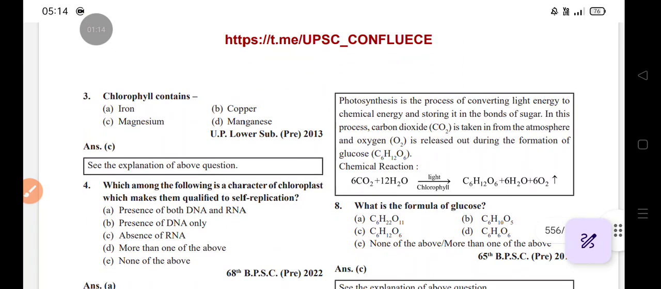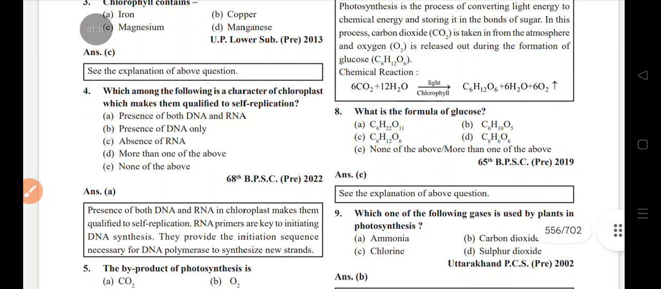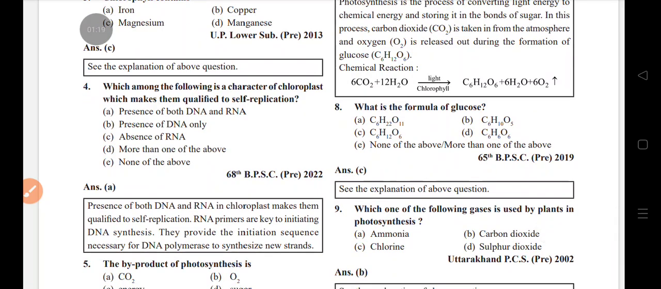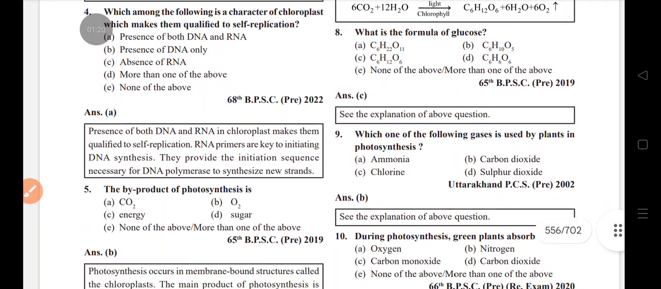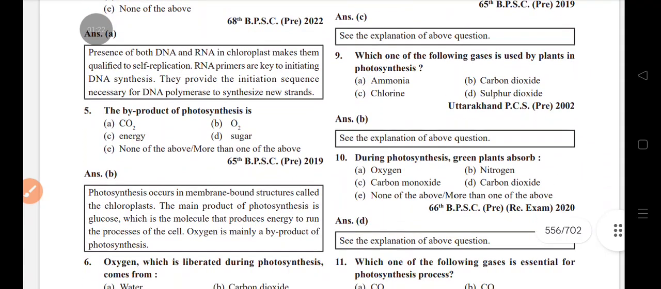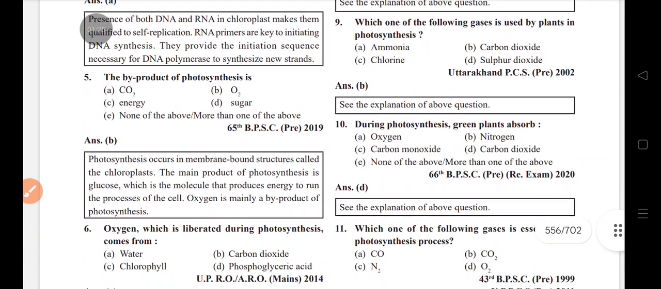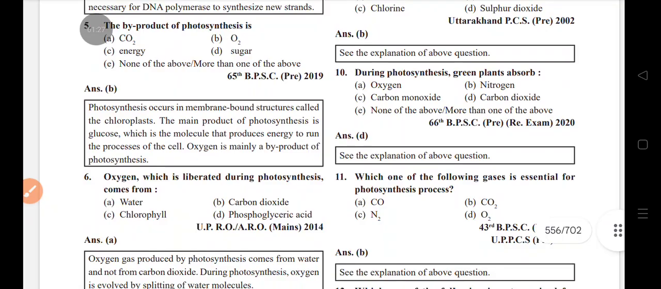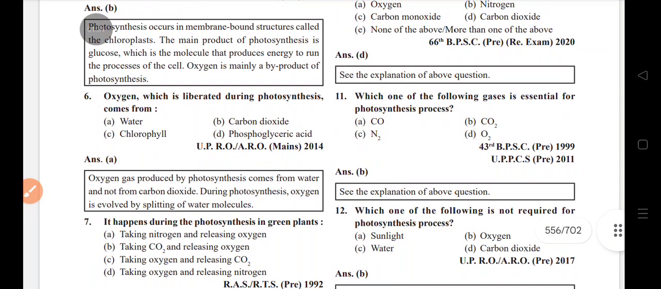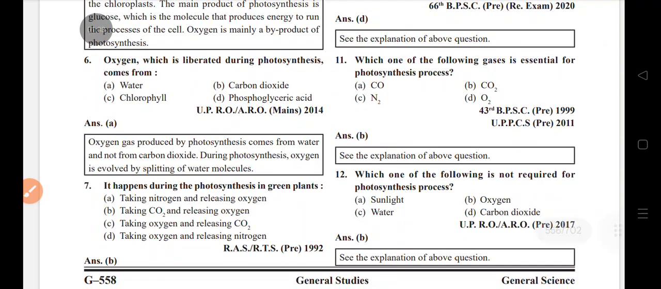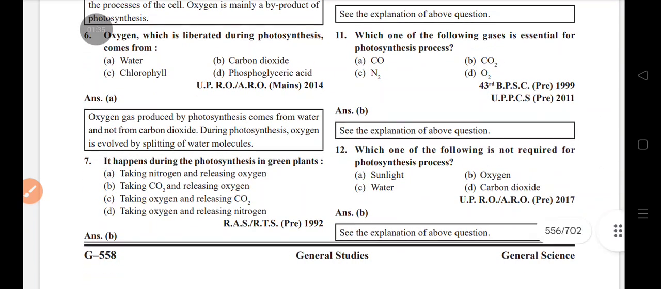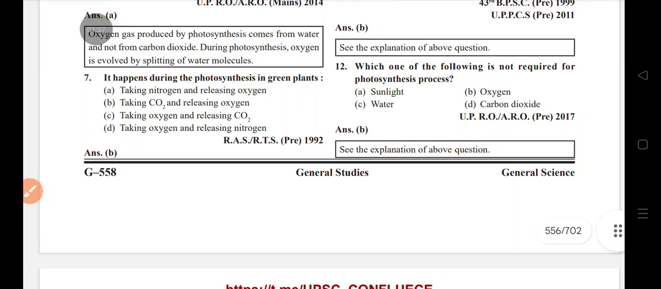Chlorophyll contains magnesium. Which among the following characters of chloroplast makes them qualified for self-replication? Presence of both DNA and RNA. The byproduct of photosynthesis is O2. Oxygen, which is liberated during photosynthesis, comes from water. It happens in green plants, taking in CO2 and releasing oxygen.